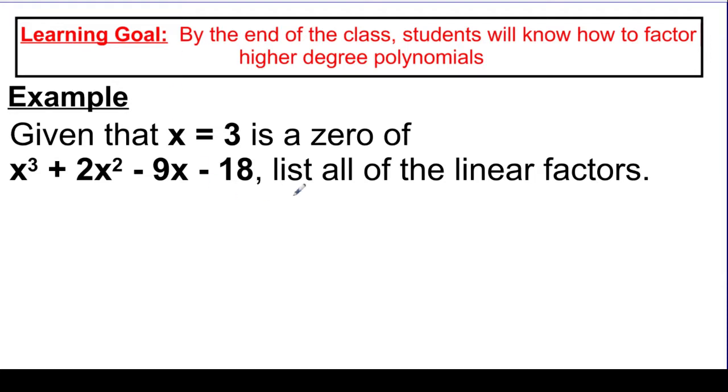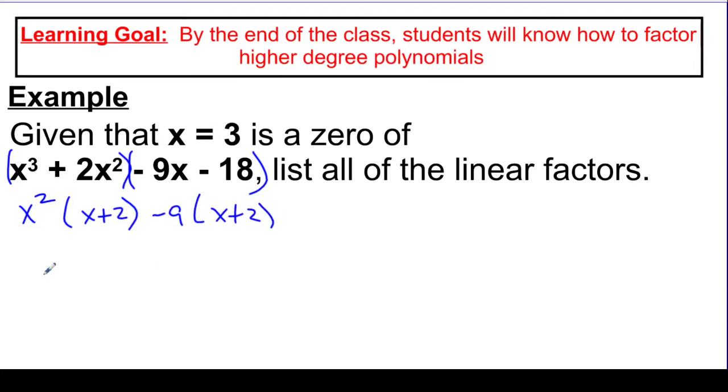I could very easily, if they wanted me to list all the linear factors, use the grouping method on this one. So let's see what happens when we do that, and then we're going to compare that to a different way of getting all the linear factors of this expression. I'm going to look at this and say it looks like I have an x squared in common. When I remove the x squared from the first group, I have an x plus 2. Then in my second group, I have a negative 9 in common, and I also have an x plus 2 left. And so when I regroup, I have an x squared minus 9 and an x plus 2.